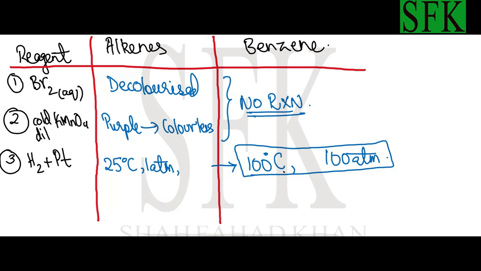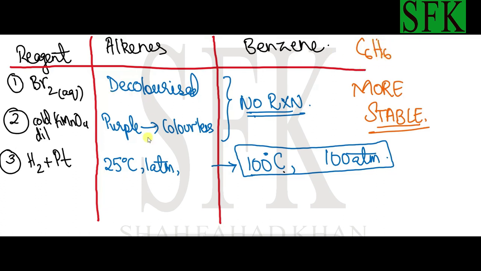What does this suggest? This suggests that bromine water or the cold KMnO4 can rapidly react with alkenes, but do not react with benzene. This actually means that benzene is more stable. Benzene's own structure is very stable. It wants to stay in the C6H6 form and does not want to change.